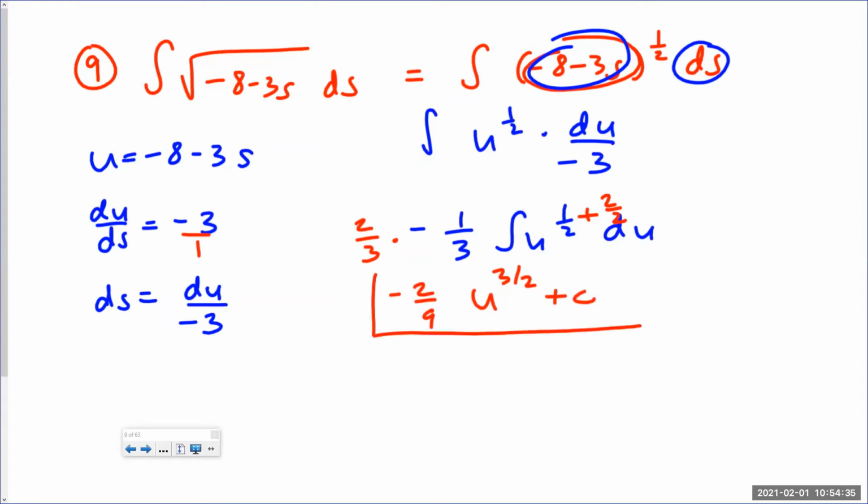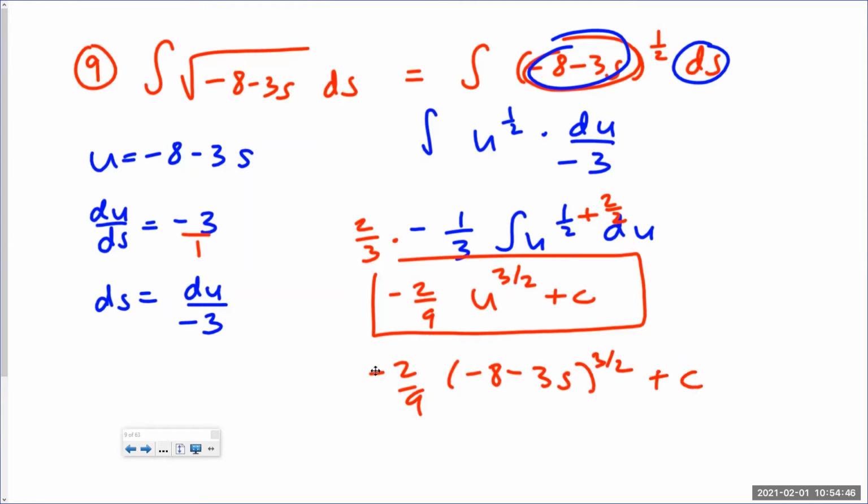And that is a great answer. It is the wrong answer. Please make sure you come back and put in your u, which is -8 minus 3s, to the 3/2. And don't forget Charlie. Okay?